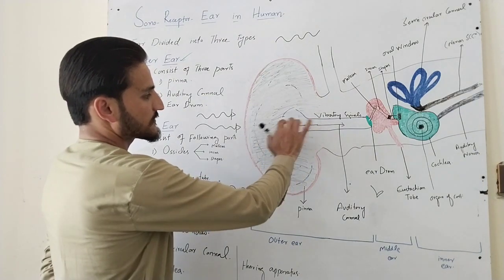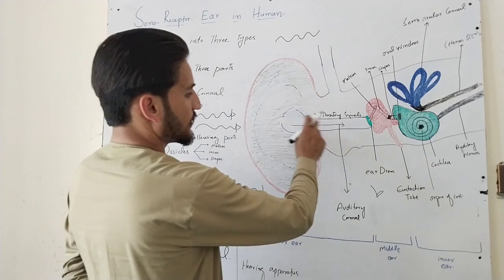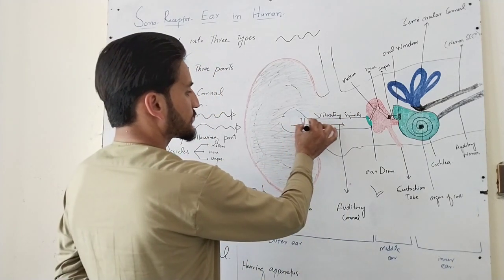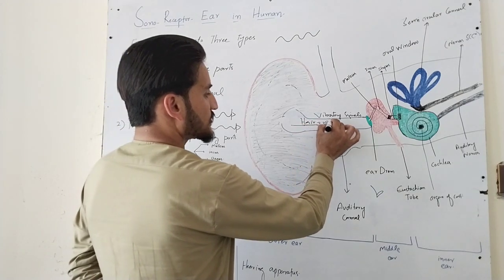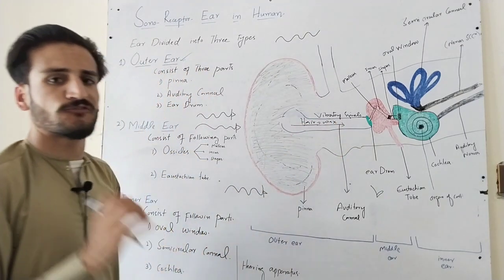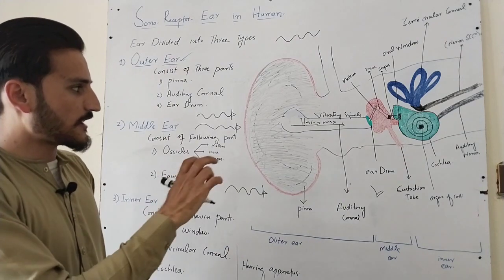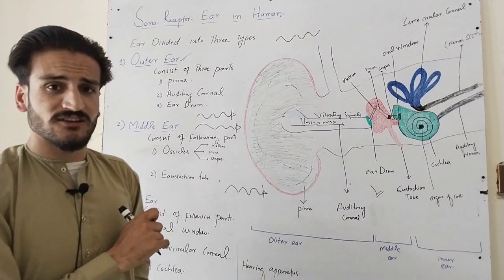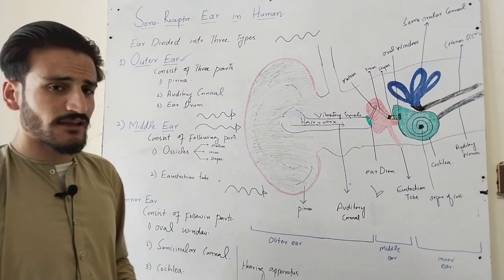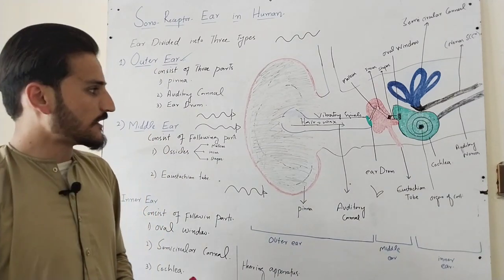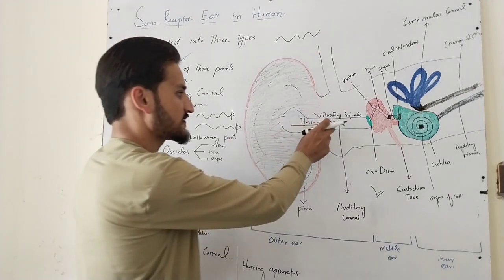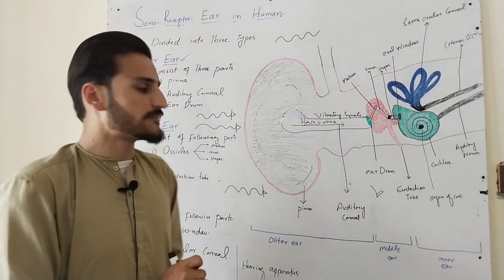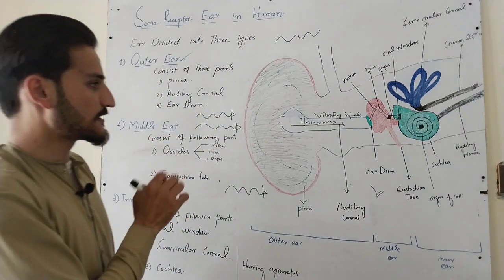And look at this canal. This canal is called the auditory canal. Sound travels in the auditory canal, which has hairs and a wax-like substance. The hairs and wax filter the outside air coming into the ear, and dust particles are also trapped in the hairs and wax inside the auditory canal.